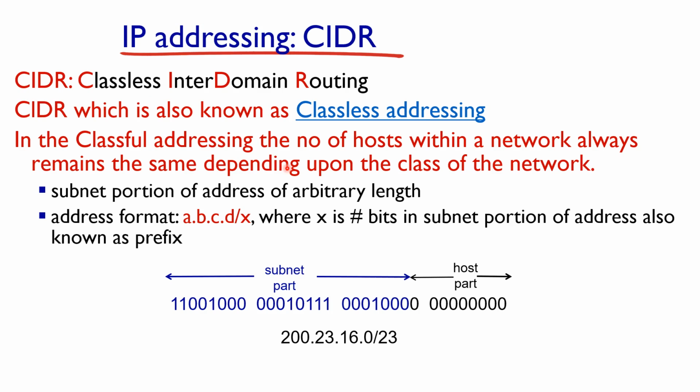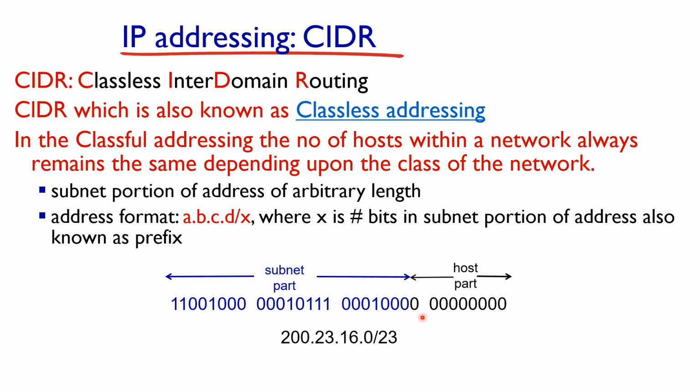In classful IP addressing, the number of hosts within a network always remains the same, depending on the class of the network. This we will study in detail in the coming slide. But here it is CIDR. In CIDR, we identify the subnet portion and the host part by representing a slash followed by a number X. This X represents the number of bits in the subnet portion, the number of bits used for representing the subnet.